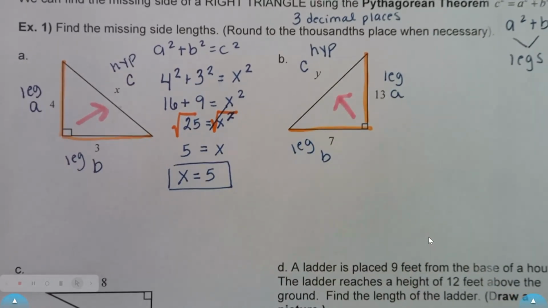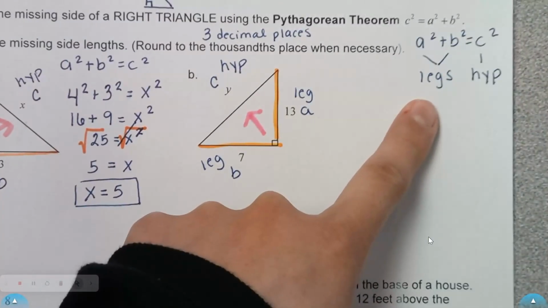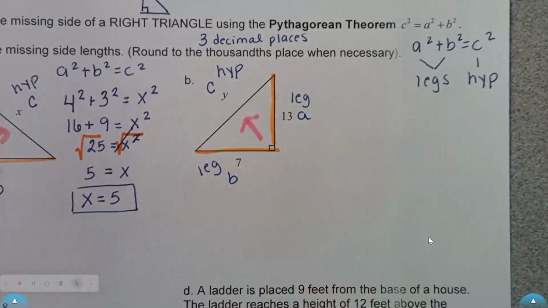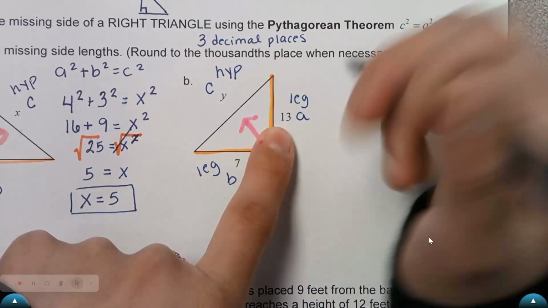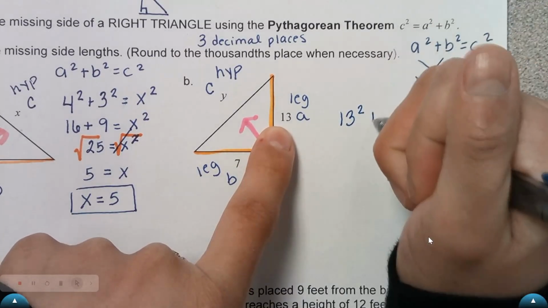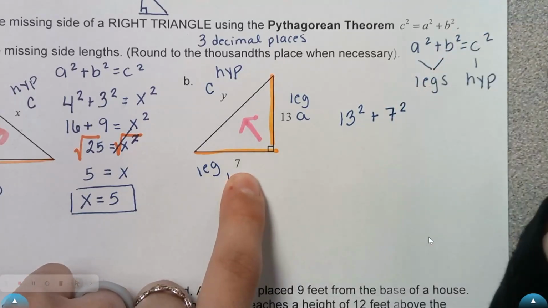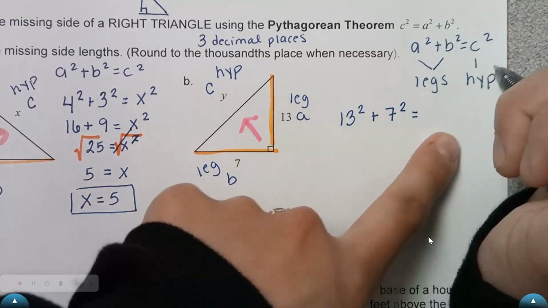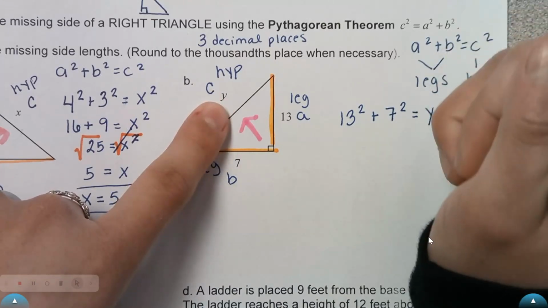Since A and B are both legs, it doesn't matter which one you mark as A and which one you mark as B. Okay, my equation is right here, so I'm going to reference that when I'm writing out my work. My A is represented by the number 13. That's a leg, so I'm going to write 13 squared, plus B is the number 7, 7 squared, equals, and my C is being represented by the variable y. So I'm going to write y squared.